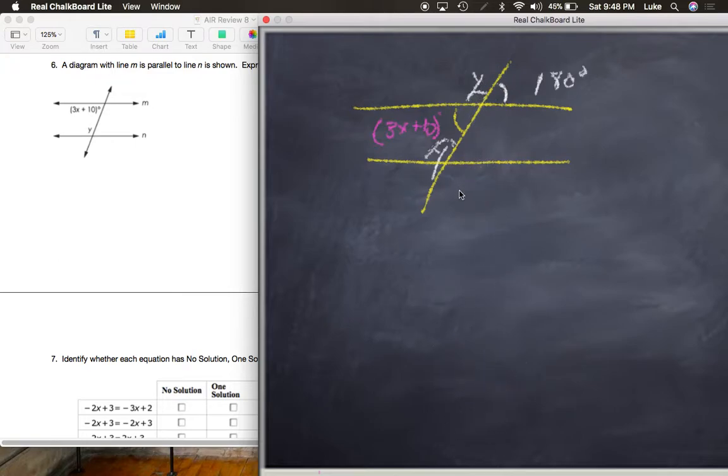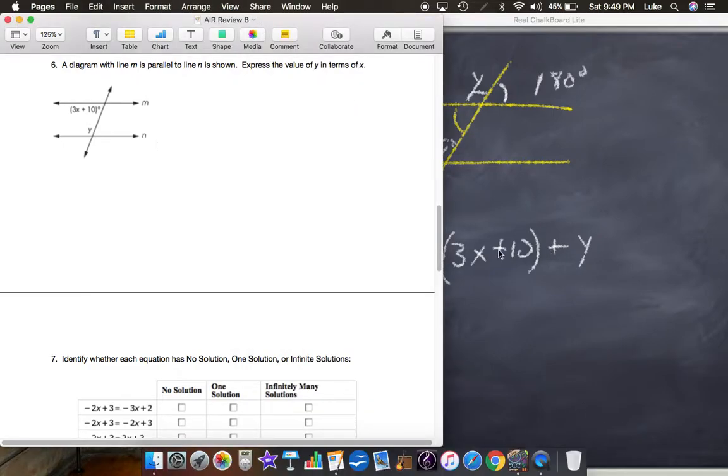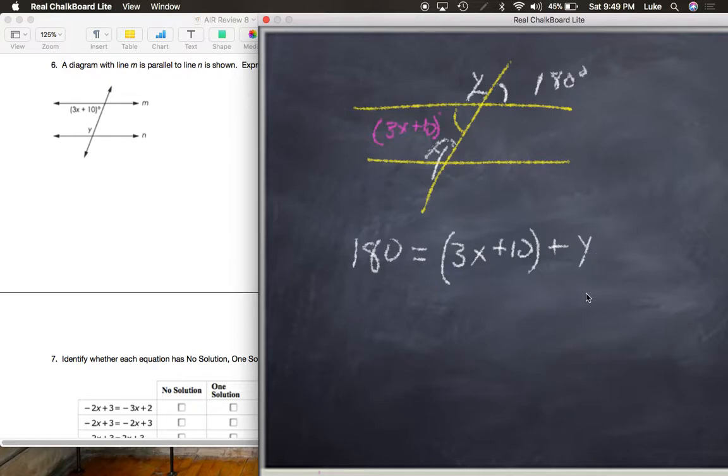So now, if we can connect the dots, these two angles, the 3x plus 10 and this angle here, are equal. So we know that this plus y equals 180 degrees. And that is the theorem we're going to be using to show what y equals in terms of x. So 180 degrees is going to be equal to 3x plus 10 plus y. So now we need to express the value of y in terms of x. In other words, we need to say that y equals everything else. We need to get y on the other side of the equation.